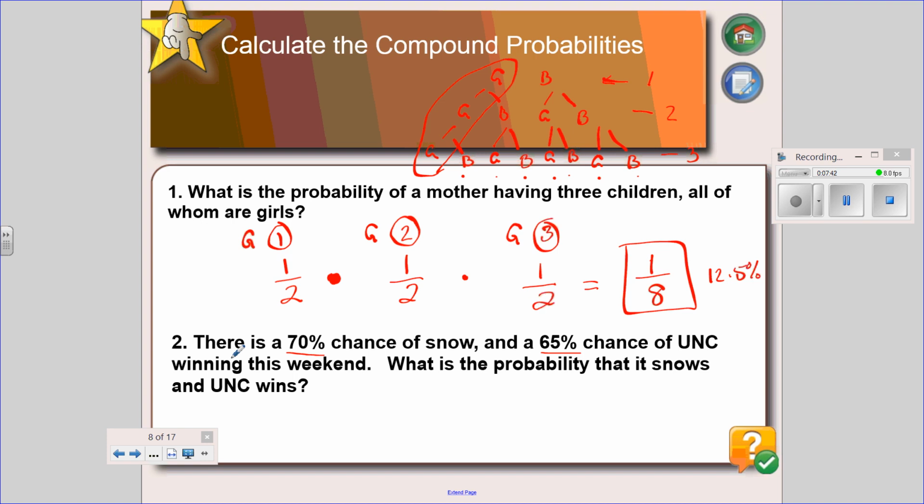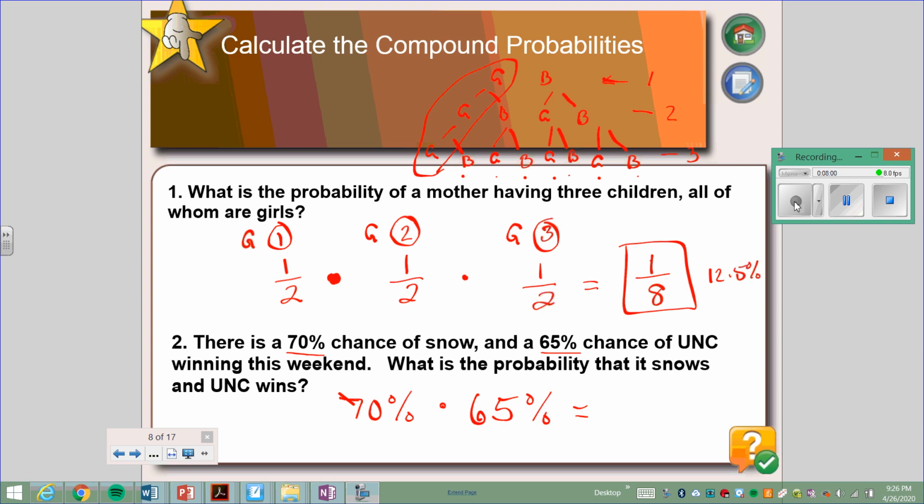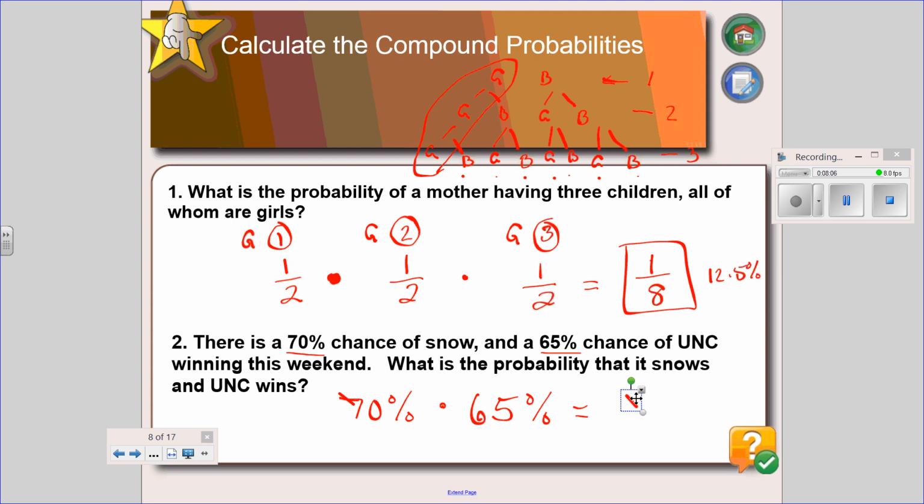So let's say that there was a 70% chance of snow and a 65% chance of UNC winning on the weekend. I'm not sure what sport this is. It doesn't really matter. Okay? What is the probability that it snows and UNC wins? Go ahead and let's multiply those 2 ratios together. Okay, so with the calculator here, 70% times 65% came out to 45.5% chance. And you might be noticing something here.